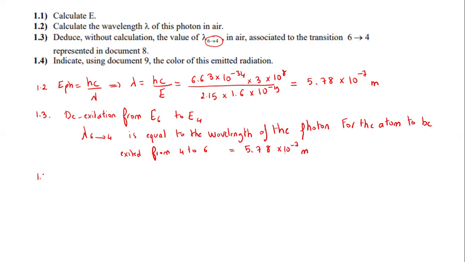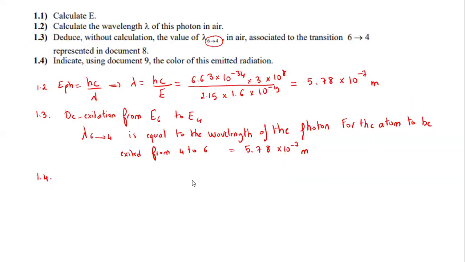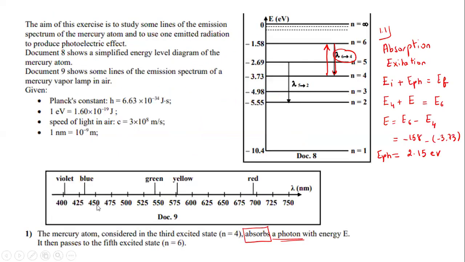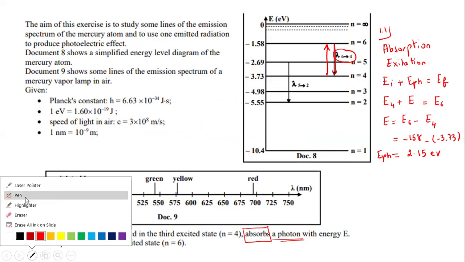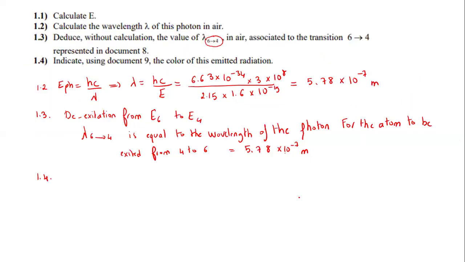Part 1.4, indicate using now document 9 the color of this emitted radiation. So we go here to the diagram of document 9, and I look at the values. Here we notice that the wavelength is in nanometer. So first I have to put this in nanometer: it will be 578 nanometer.